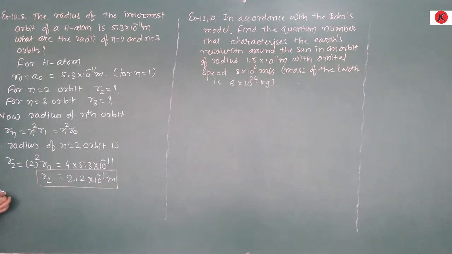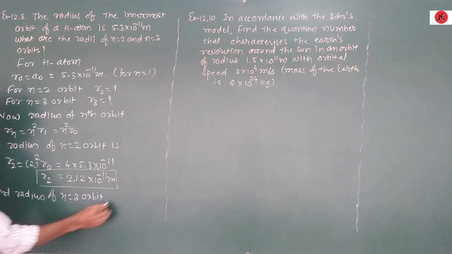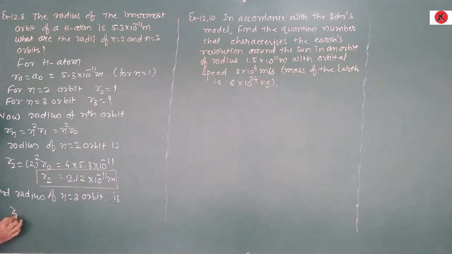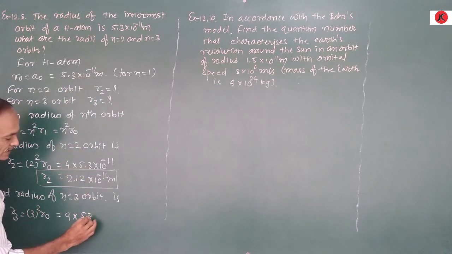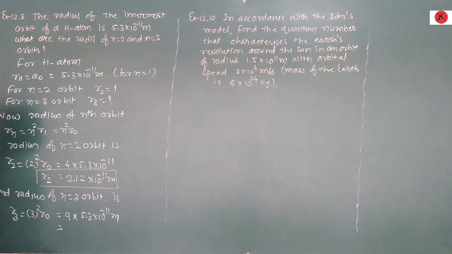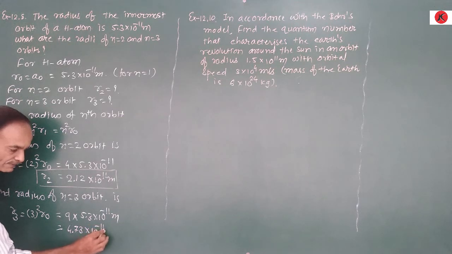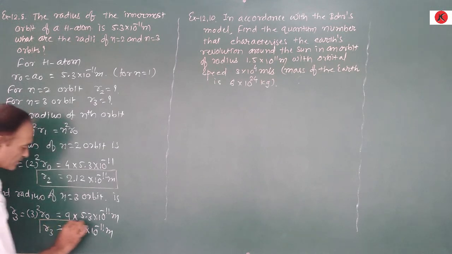And the radius of n equal to the third orbit, we can calculate from this: R3 is equal to 3 square into R0. 3 square means 9 into R0, already given 5.3 into 10 is to minus 11 meter, is equal to 4.73 into 10 is to minus 11 meter. That is the radius of our third orbit in the hydrogen atom.